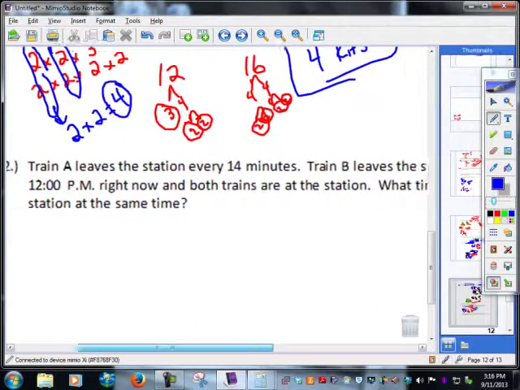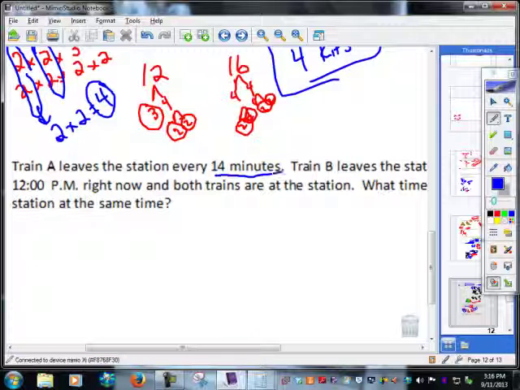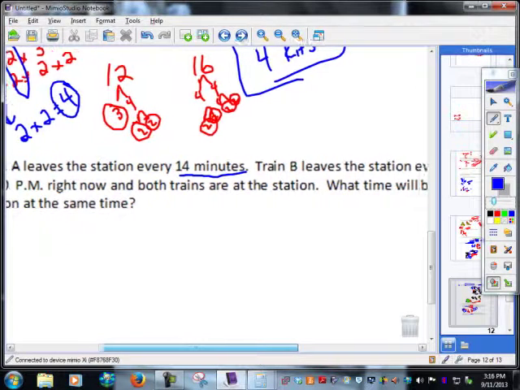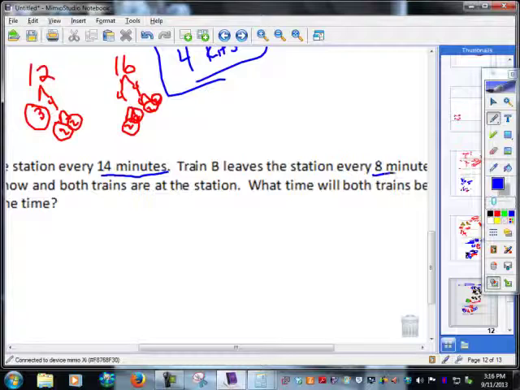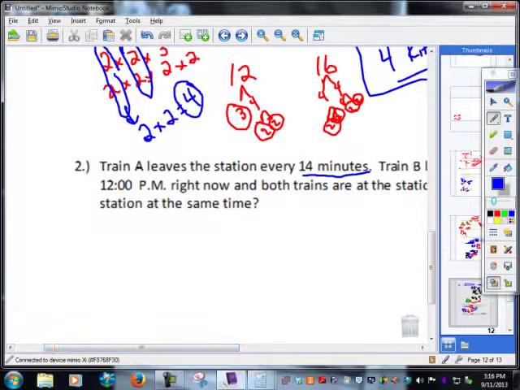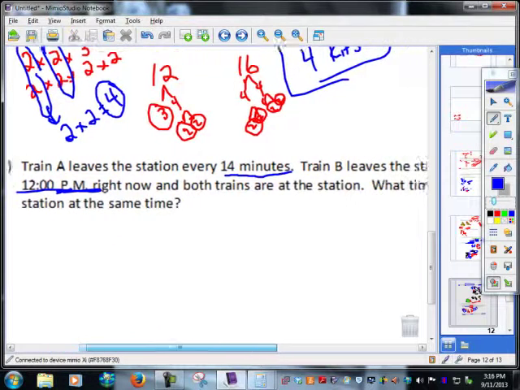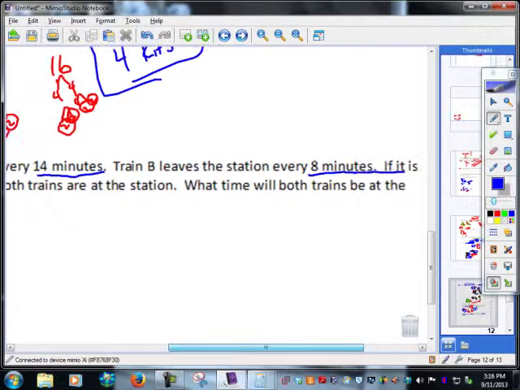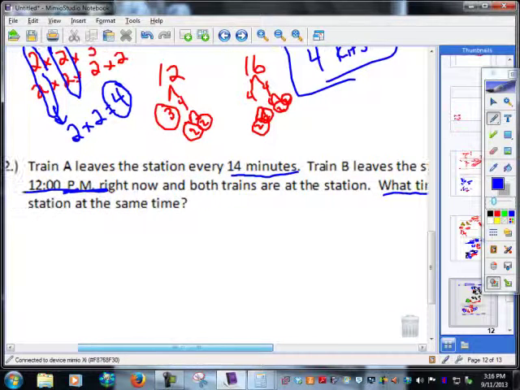Train A leaves the station every 14 minutes. I like to underline good information as I go. Train B leaves the station every 8 minutes. Okay? If it is 12 o'clock, I assume that's going to be important. I don't know yet. Right now, it's 12 o'clock, and both trains are at the station. What time, I'm going to underline that, will both trains be at the station at the same time?